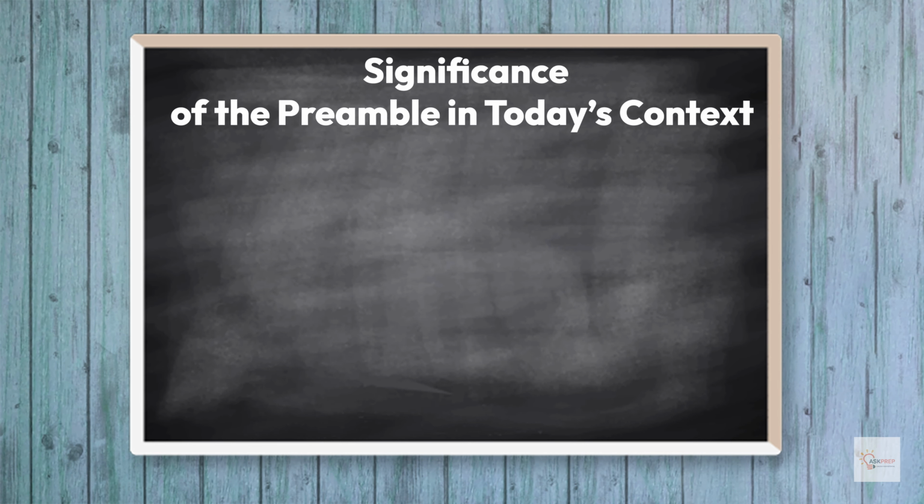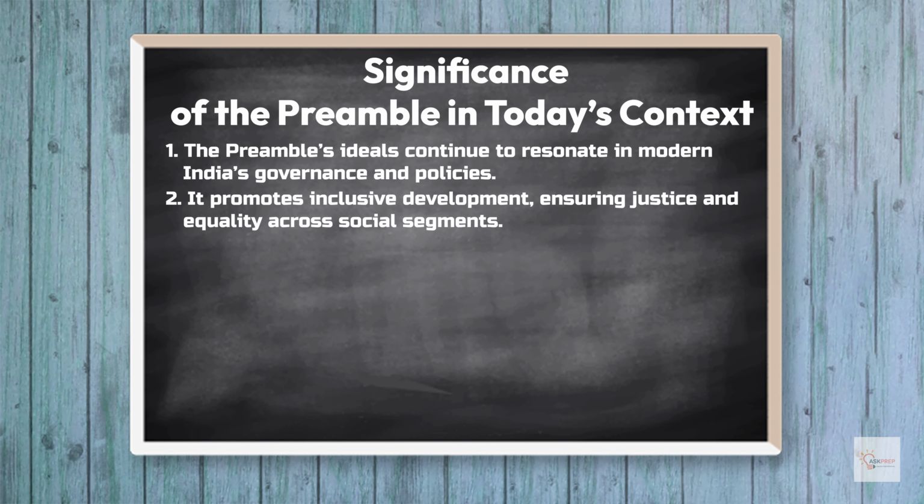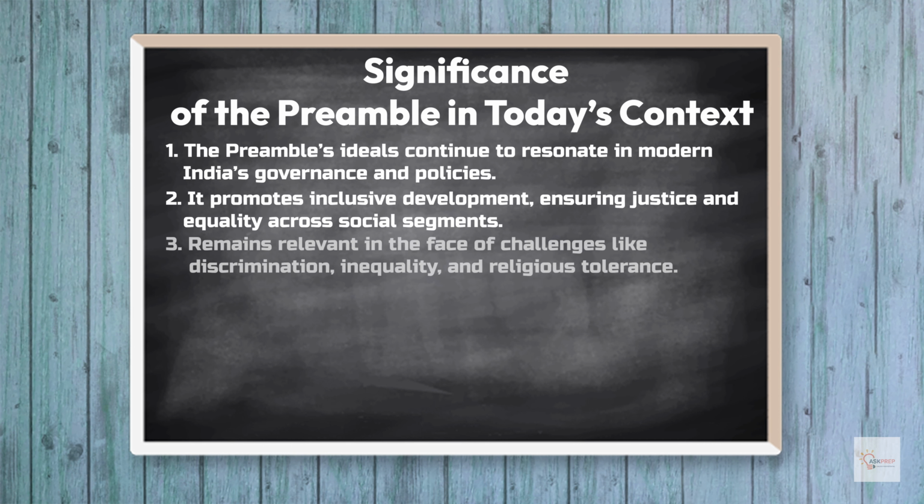Now let's talk about the sixth point: significance of the Preamble in today's context. The Preamble's ideals continue to resonate in modern India's governance and policies. It promotes inclusive development, ensuring justice and equality across social segments. It remains relevant in the face of challenges like discrimination, inequality, and religious tolerance.